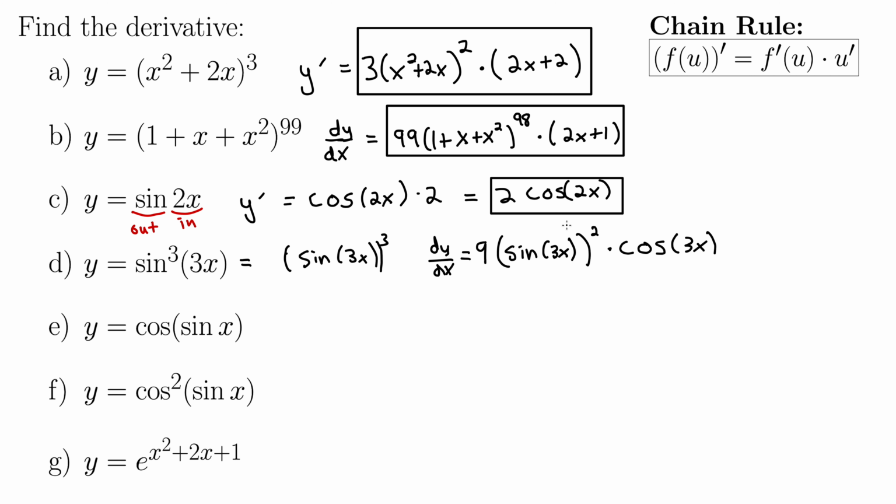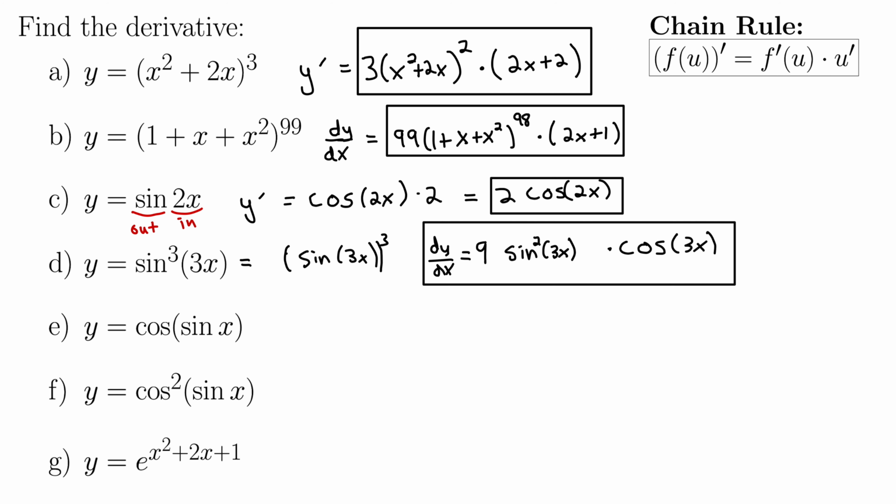9. And instead of writing this as sine 3x quantity squared, that's not how we usually write things. Instead, I'm going to write it as sine squared of 3x. That's how we write trig stuff. There you go. Okay, on to part E.